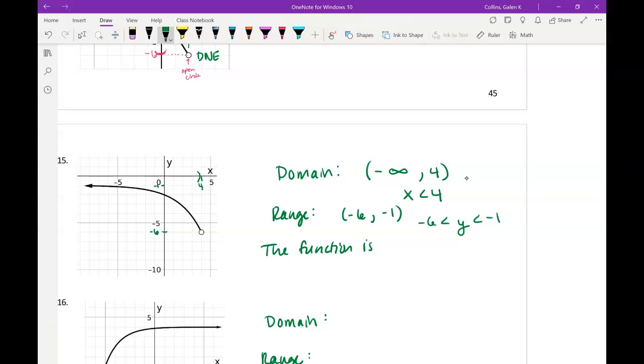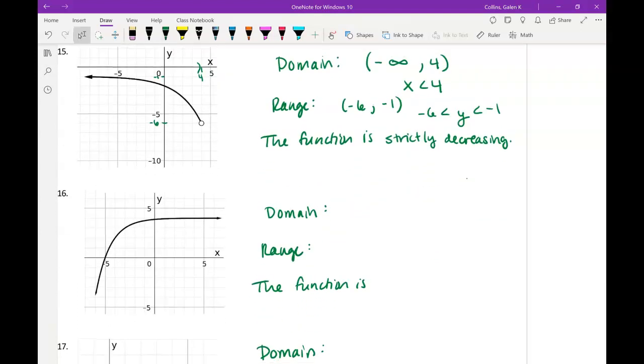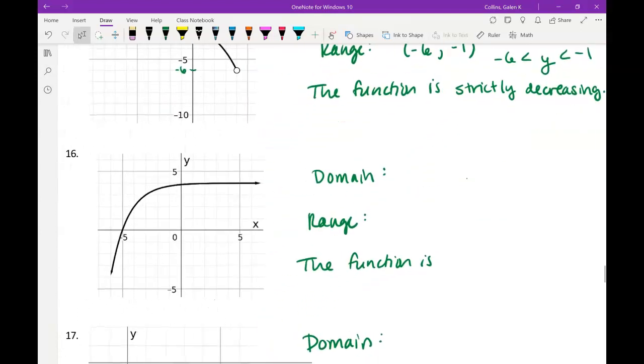All right, so again, is the function increasing or decreasing? Well, from left to right, the y values are getting lesser and lesser, so the function is strictly decreasing. And if you don't include the word strictly in your answer, that's okay. That's just something we say to indicate that it's always decreasing.